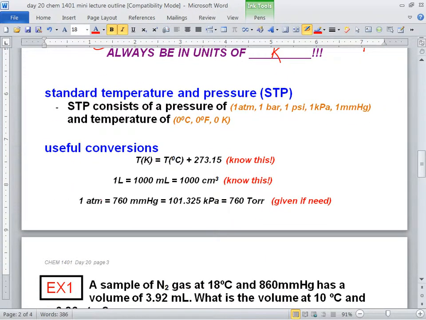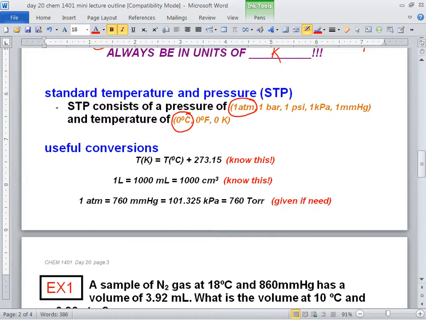And then I added this because I saw this in the homework, Paul. So let's see if you know the answer. STP, standard temperature and pressure. It consists of a pressure of blank and a temperature of blank. What would you guess? It's one something. Does anybody know? It's one atmosphere. Temperature of 0 degrees Celsius.